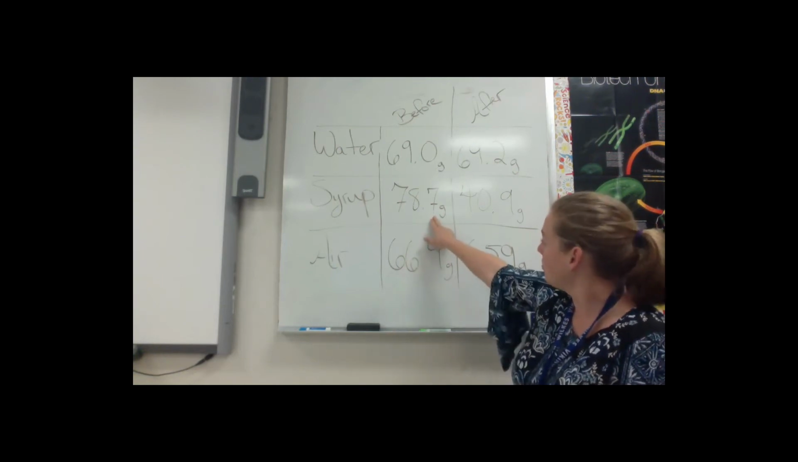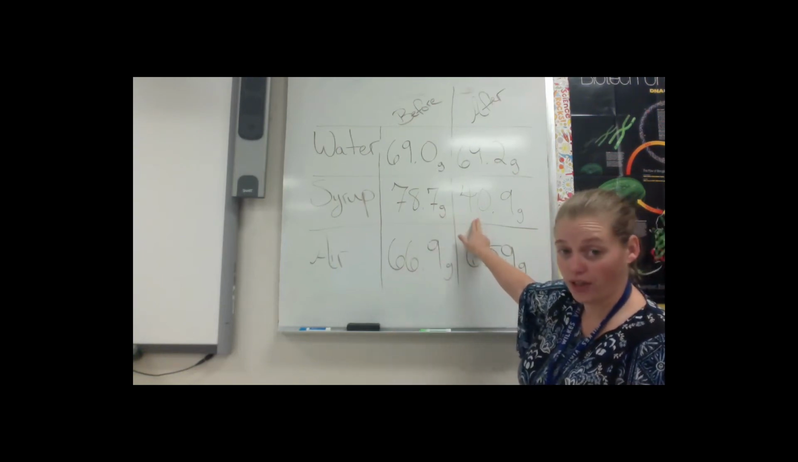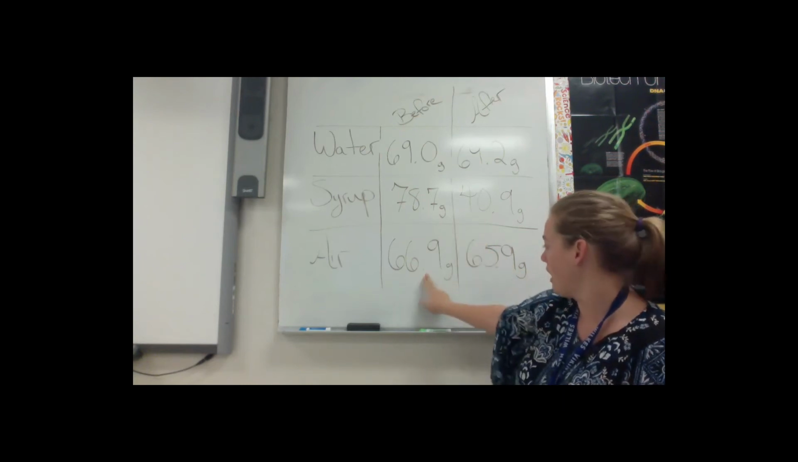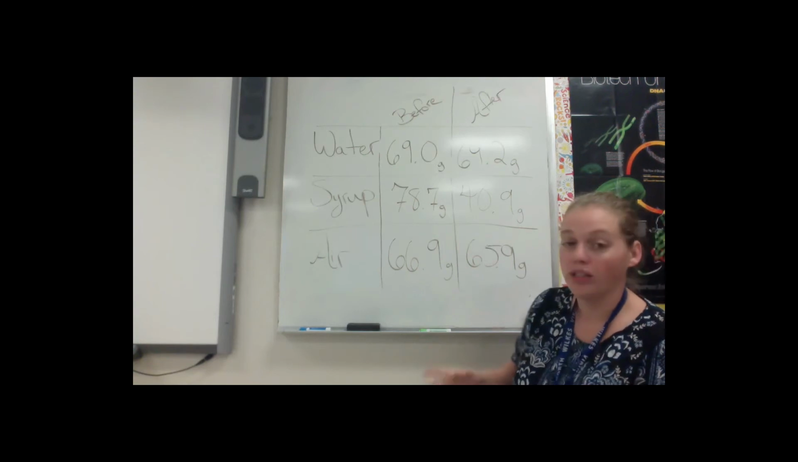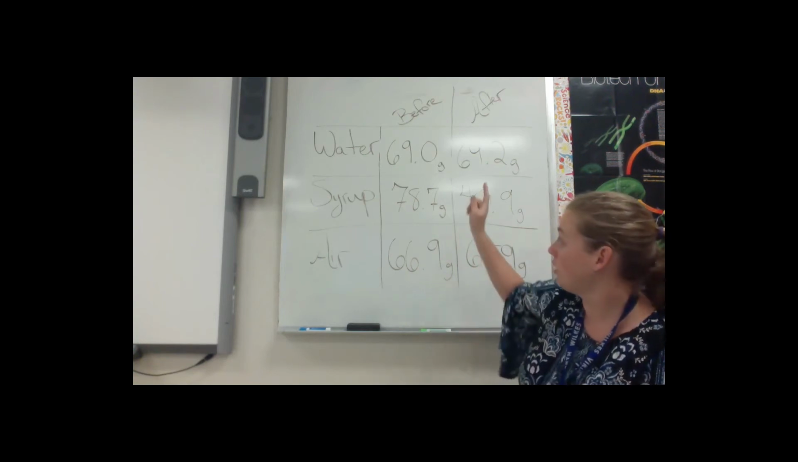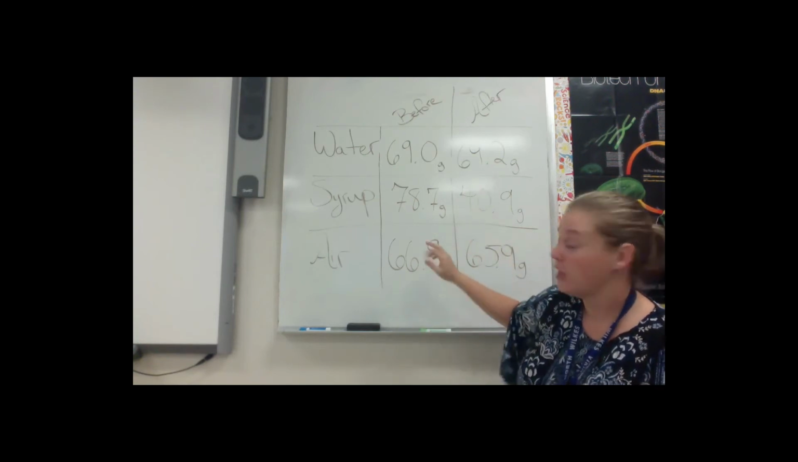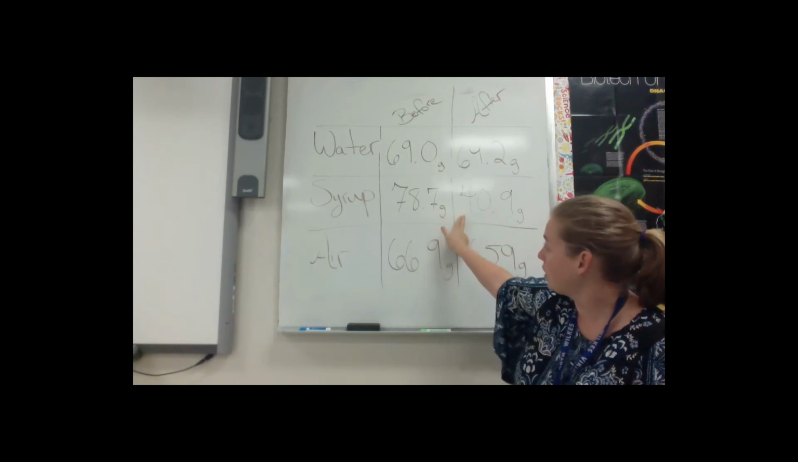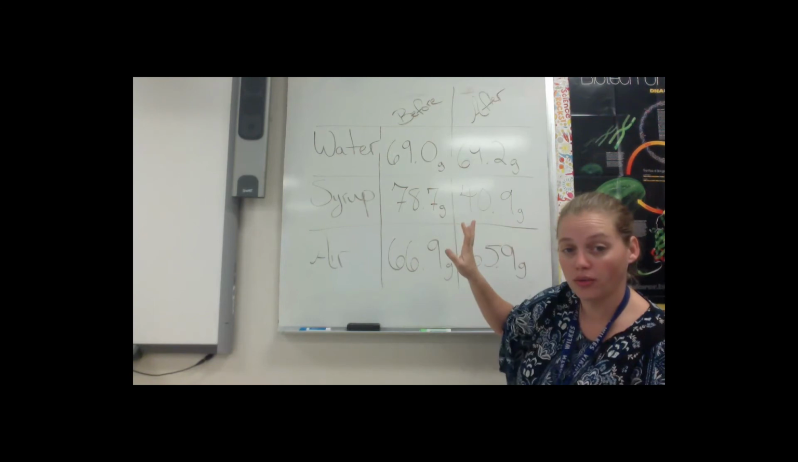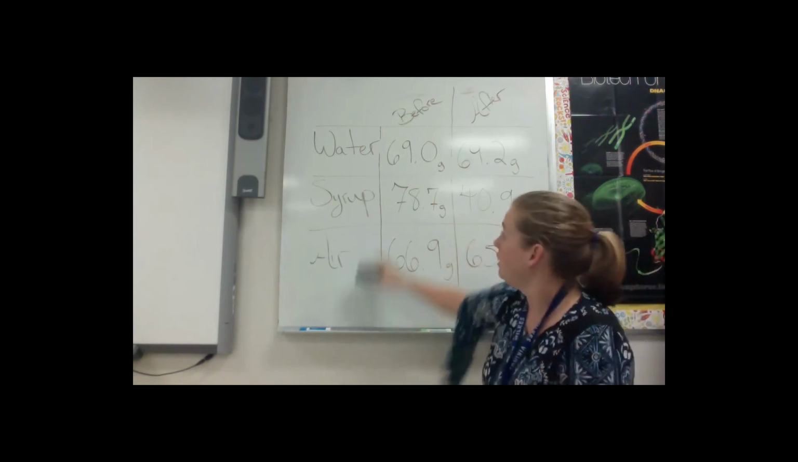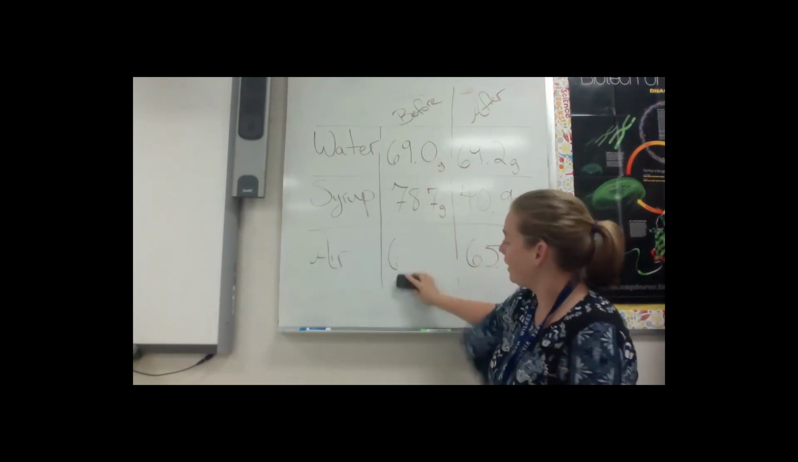We have our syrup egg that had lost a significant amount of mass, and then we had our air egg, which had only lost 1 gram. So yesterday we switched our egg that was soaking in water and we put it in syrup, and we took our egg that had been soaking in syrup and we put it in water. So we're going to have to change this chart around a little bit. These are now going to be the masses that we had yesterday.